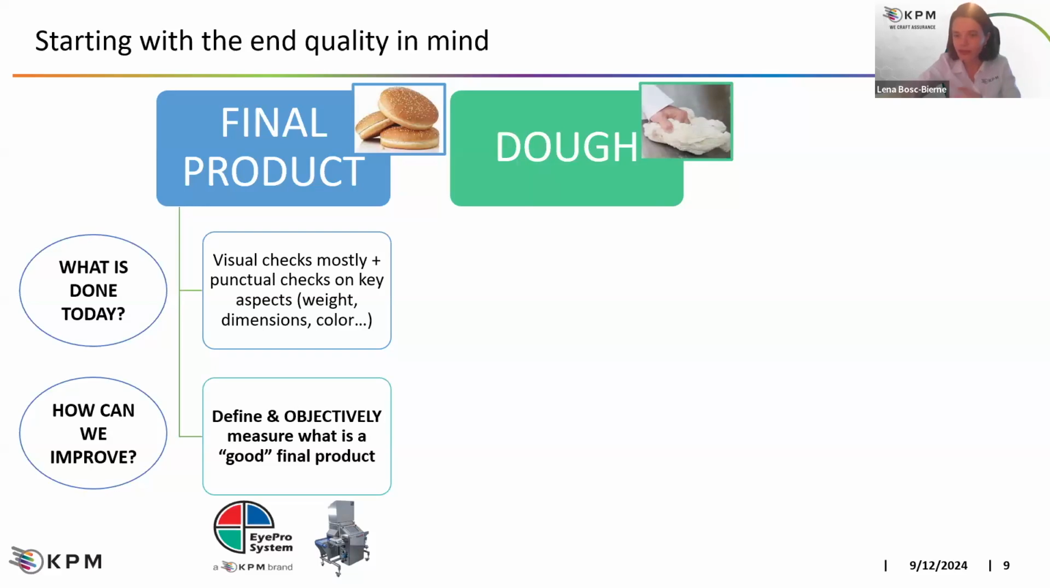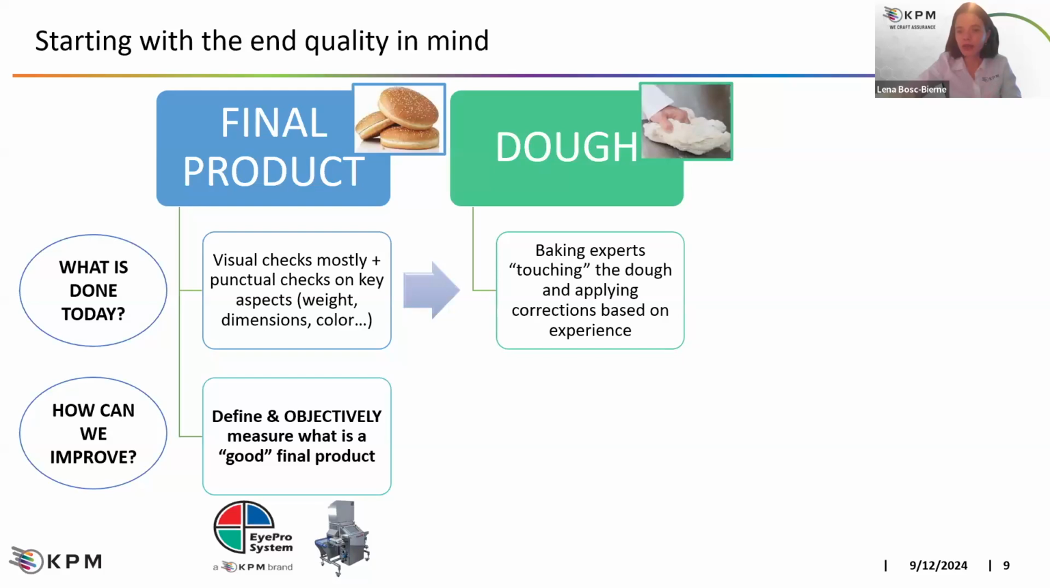Then we can go back one step and look at the dough. The dough quality is very important to ensure a good final product. And today we ensure that the dough is good thanks to baking experts touching the dough, stretching it, looking at it, and applying corrections based on their experience, like modifying the water absorption or putting a little bit more magical powder.